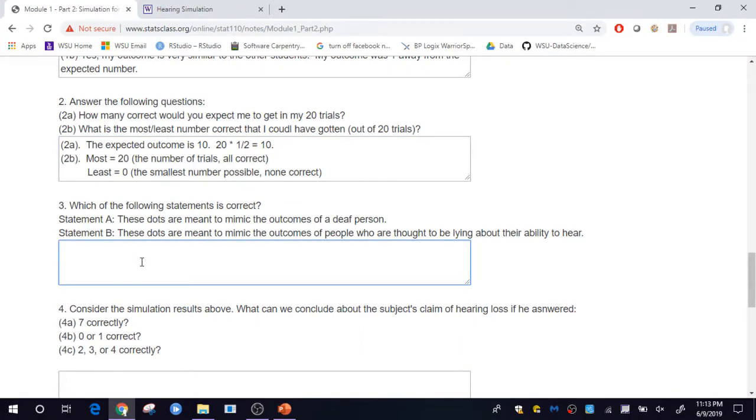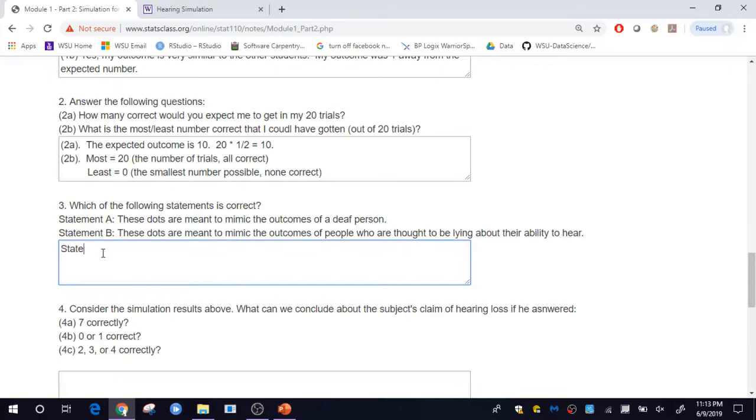So let's consider question 3. Which of the following statements is correct? Statement A is these dots are meant to mimic the outcomes of a deaf person, or statement B, these dots are meant to mimic the outcomes of a person who is thought to be lying about their ability to hear.